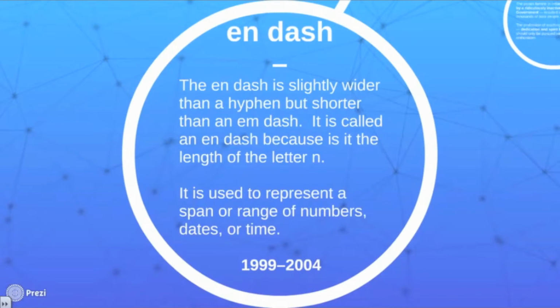Now the N dash is used to represent a span or a range of numbers, dates or time. We use that instead of having to write every single one of those numbers down. So in this example we've got 1999 to 2004. If we didn't use the N dash, then we'd have to write every single year in between those two fixed years. So that's just a really easy way of using a dash within your writing.